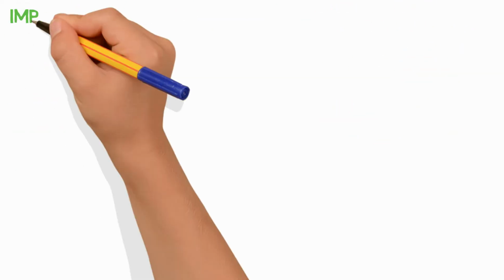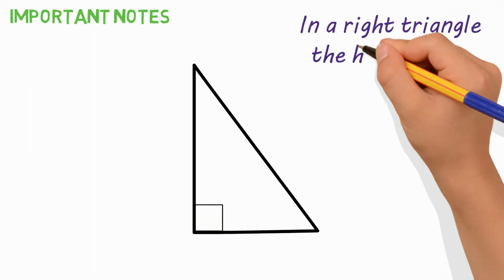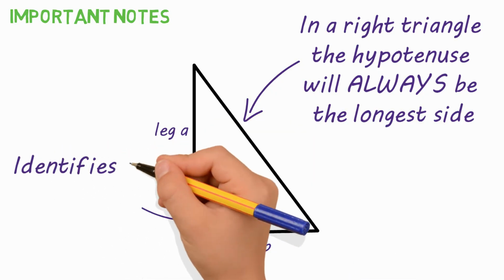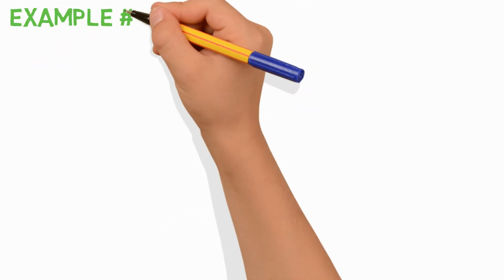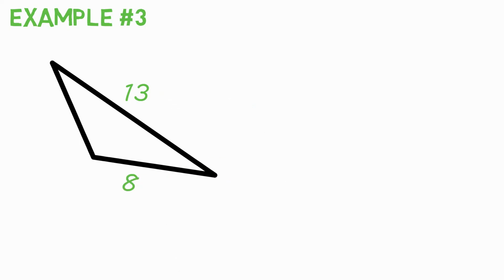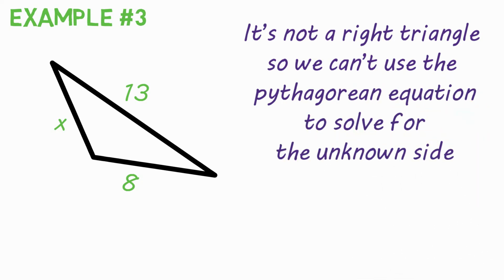A few important notes before we look at our final and most tricky example. In a right triangle, the hypotenuse will always be the longest side. Neither of the legs will ever be longer than the hypotenuse. This square identifies a 90-degree angle and shows us that this triangle is a right triangle. Now let's look at the final example. How would we use Pythagoras' equation to solve for the unknown side length in this triangle? We wouldn't, because it's not a right triangle, so we can't use the Pythagorean equation to solve for the unknown side.